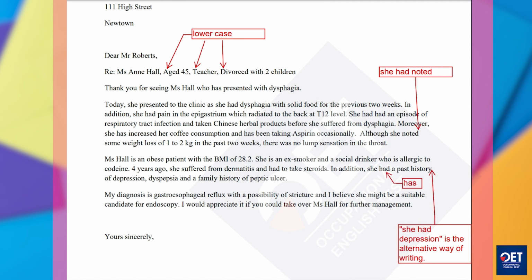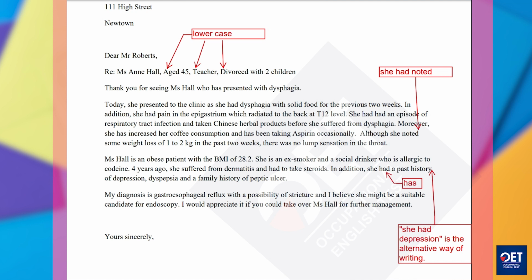Then, in the introduction, it's a very small introduction. Like I have discussed earlier with you, you have to mention the name, the problem, as well as the purpose of the letter. So you need to write that Miss Hall, who has been divorced and all, you can write this thing, and then you need to write her provisional diagnosis, her problem, and then why you are writing letter, like you are requesting for the further investigation.